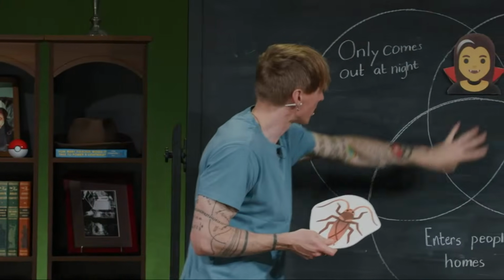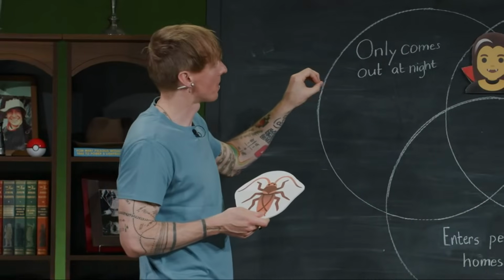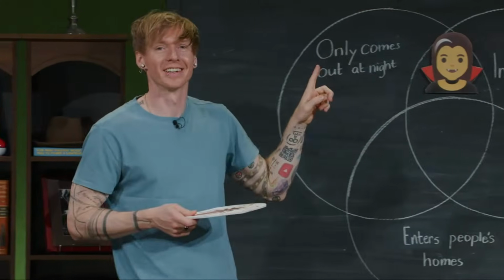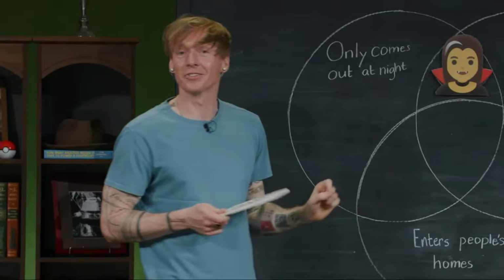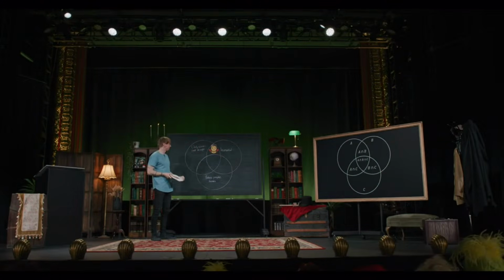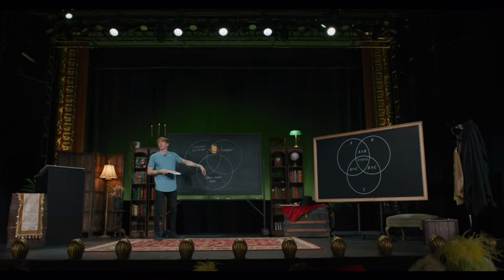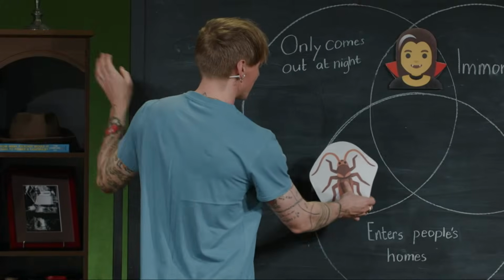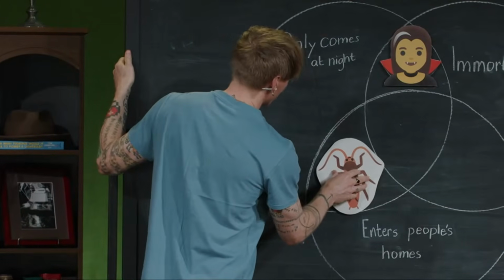So I think, again, we're working on this side of the diagram. They feel like they're immortal, but they're definitely not. They are a real biological creature, so they cannot be in the immortal set. And they definitely enter people's homes, right? Ideally, we don't want them to, but being cockroaches, they find a way. So I think our cockroach is going to go over here.